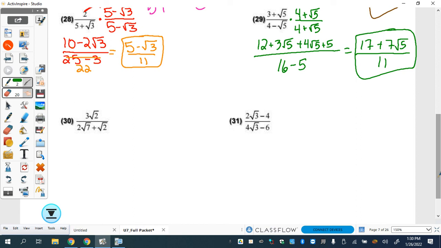2 more. What do we multiply by for 30? 2 radical 7 minus radical 2. Even though there's 2 radical signs, your conjugate still happens the same way. You change that sign in the middle.